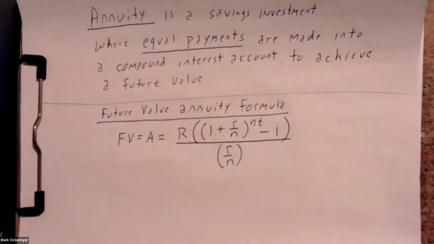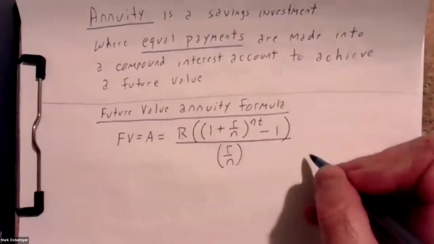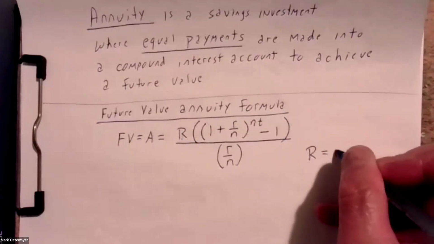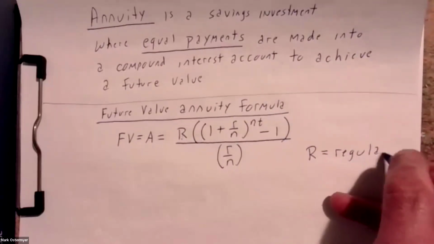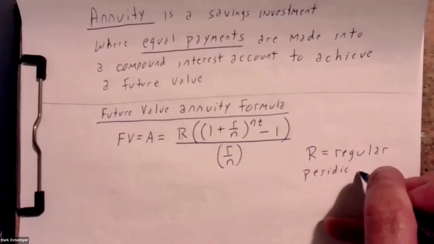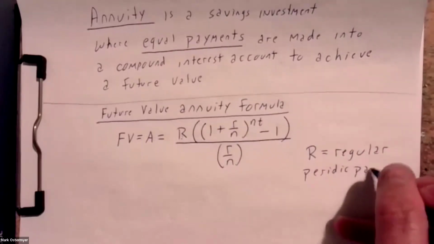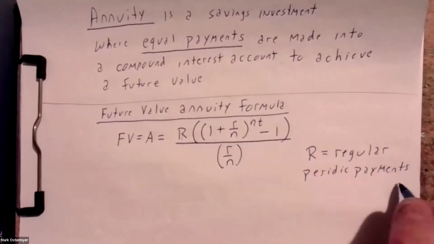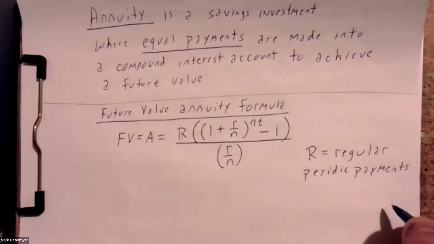All of these variables look familiar except one. What's the new letter coming into this? Uppercase R. What is uppercase R? Uppercase R is equal to the regular periodic payments. The regular periodic payments made into the annuity.